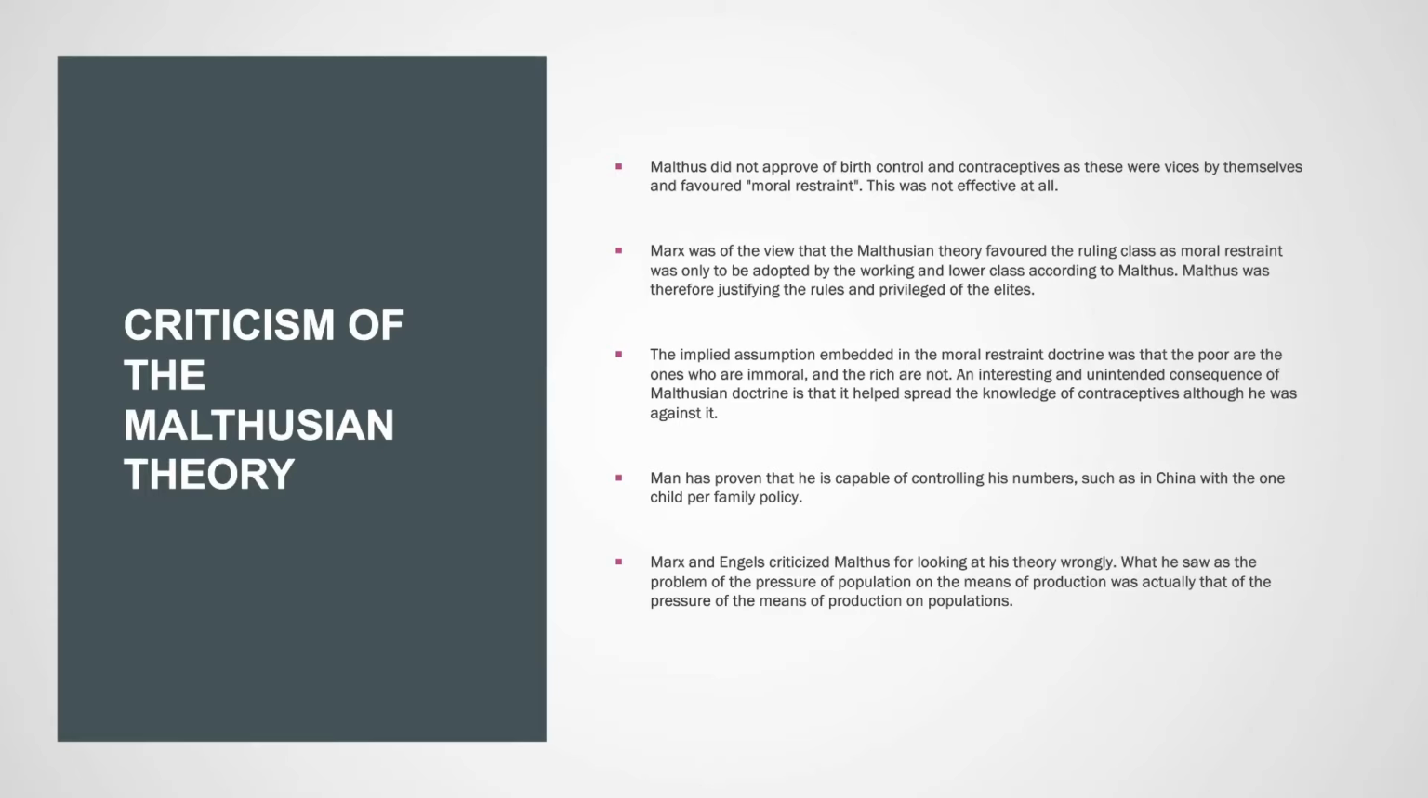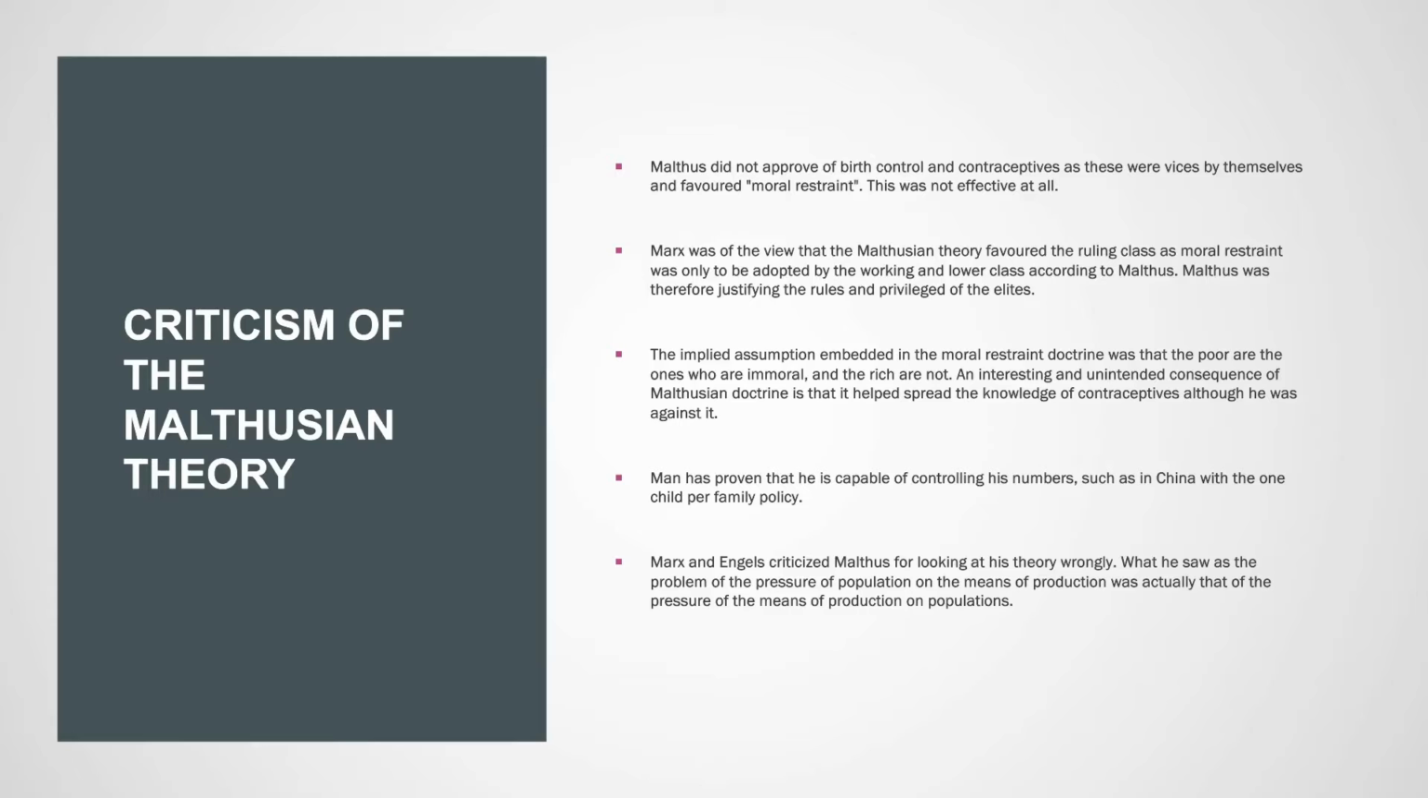Marx, a famous Marxist, was of the view that the Malthusian theory favored the ruling class, as moral restraint was only to be adopted by the working and lower class according to Malthus. Malthus was therefore justifying the rules and privilege of the elites, which is true, because in his theory, he didn't mention that the rich needed to practice moral restraint or anything like that. He was mentioning the poor. He blamed the poor for their poverty, right? And so he would be justifying the ruling class, the bourgeois, while the working class people were being blamed.